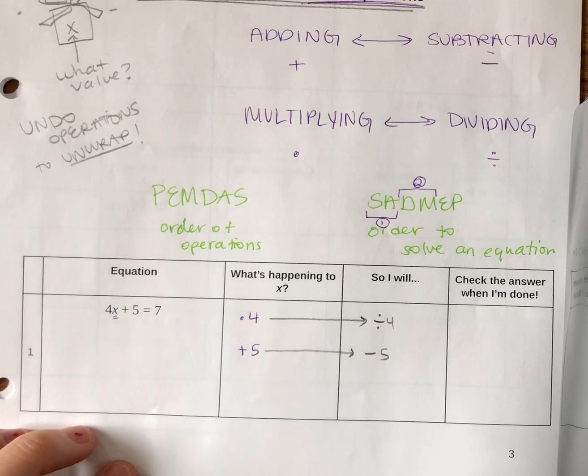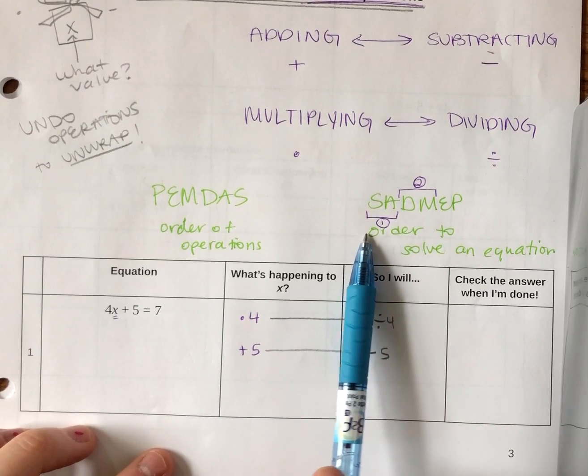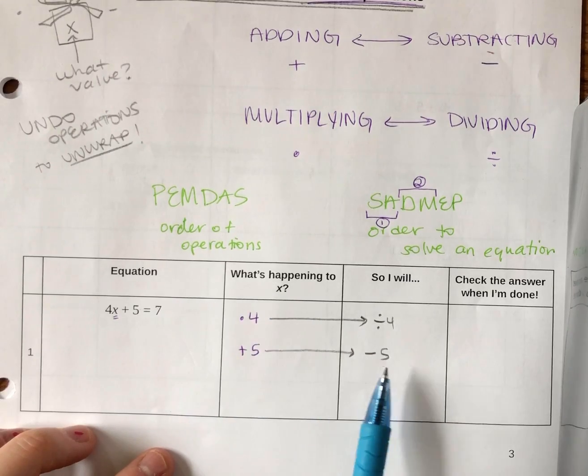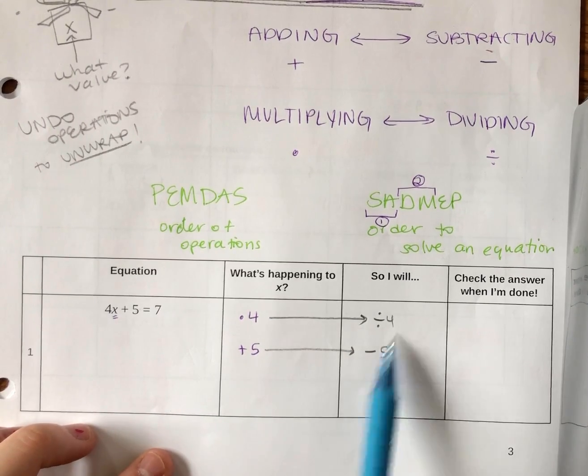Next, I have to think about the order I'm going to do these two things, which comes first, which comes second. For that, I go in SADMAP order. So I want to subtract before I divide.